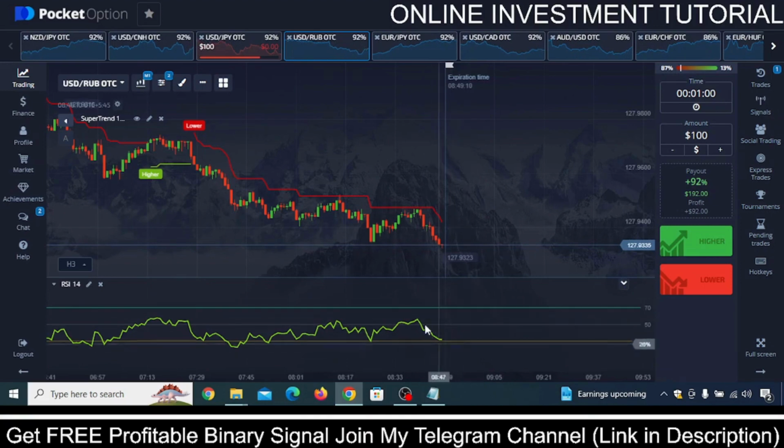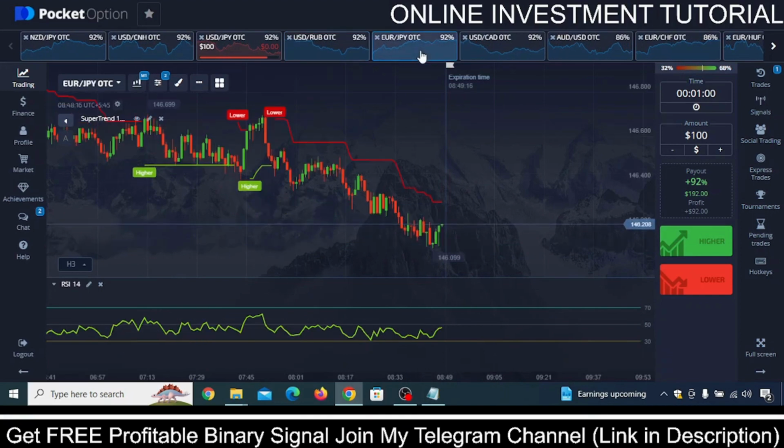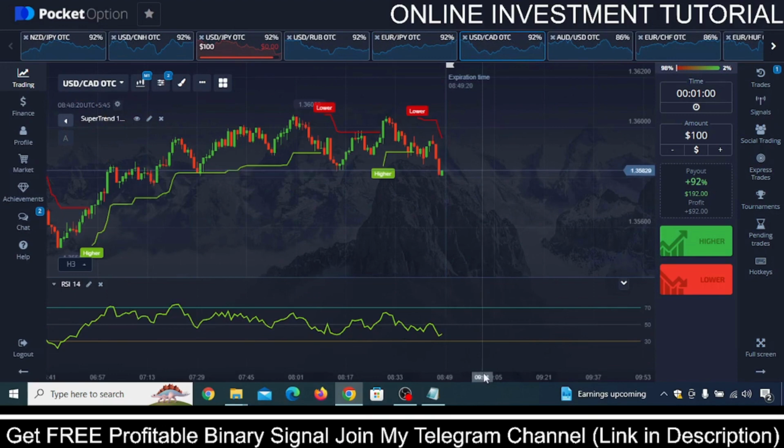As you can see here, it has literally just come to the oversold region, right? So you should not make a trade here. So let's see another. This is also a place where you don't need to make a trade.